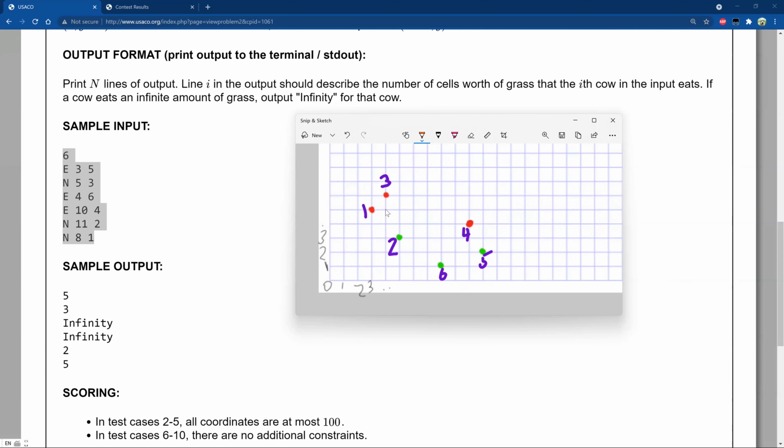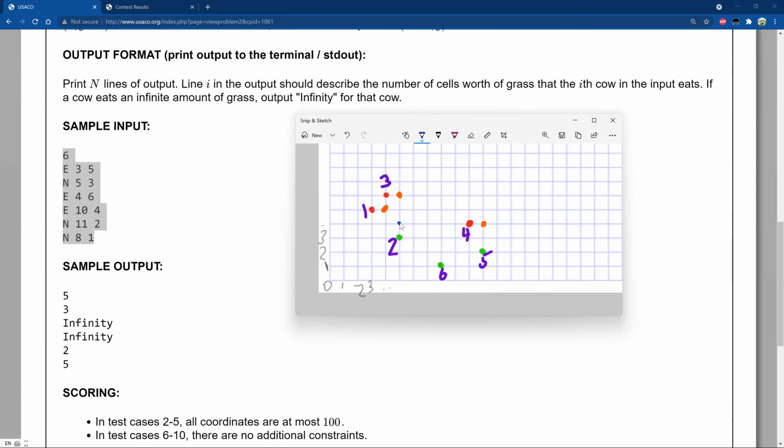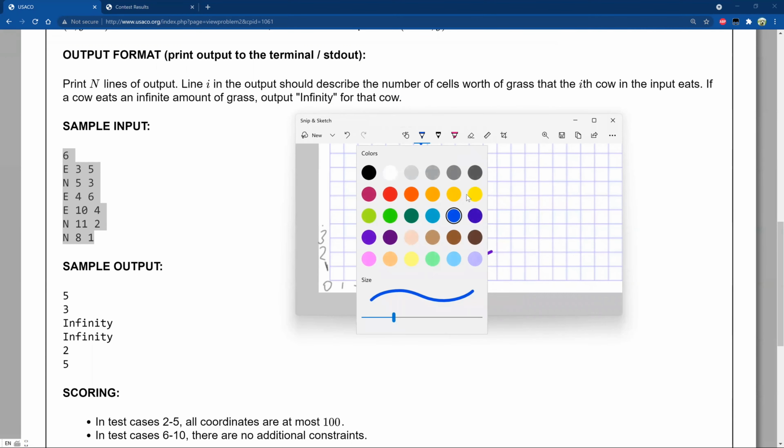Then cow number 1 will be at this location. Cow number 3 will be at this location. Cow number 4 will be at this location. Cow number 2 will be at this location. Cow number 5 will be at this location. And cow number 6 will be at this location. So that's 1 hour later. Okay, that's good. So now let's see another hour later.